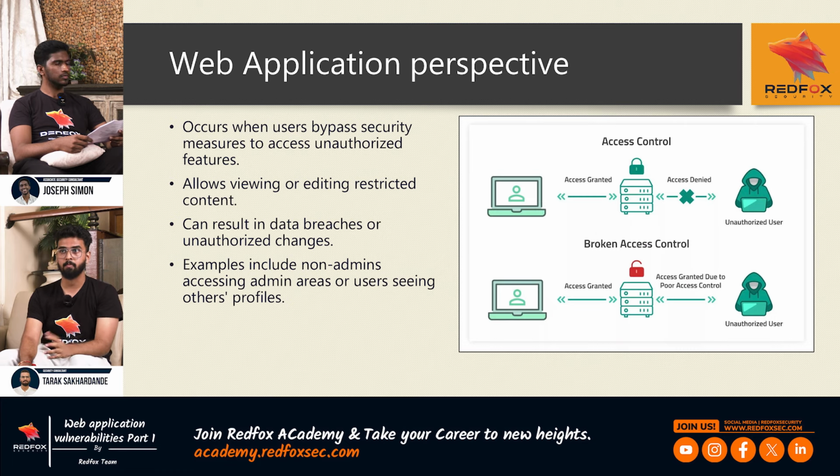Diving deeper into the web application perspective: if you look at the diagram, in a normal scenario with good access controls implemented, unauthorized users would not be able to gain access to the data. But in the case of weak access controls, the unauthorized user is basically granted access to the data or anything like that. Don't worry, this will be clearer when we come to the practical side of things.